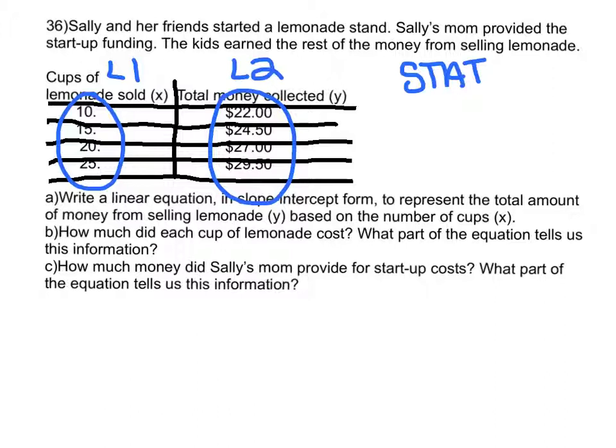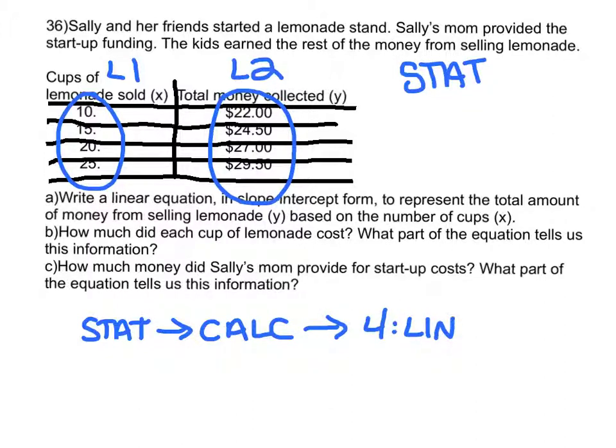Okay, now after you have your information put into your list 1 and list 2, I want you to go back to the Stat button and then move over to the Calc, because we're going to calculate. And then I want you to go to option 4, which says LinReg. This is your linear regression, or line of linear regression. When you hit enter here, based on your list, you're going to have y equals ax plus b come up. Well, that is your slope-intercept form.